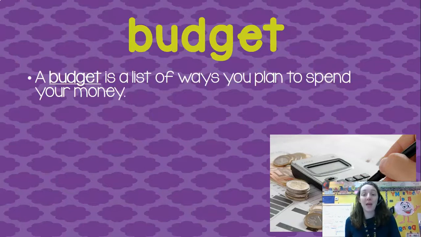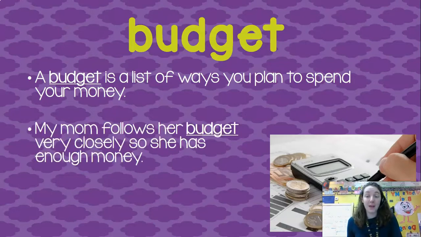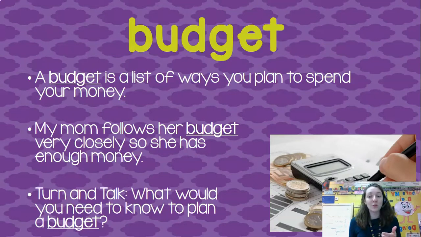All right, the next word is budget. A budget is a list of ways you plan to spend your money. My mom follows her budget very closely so she has enough money. So what I want you to think about is, what would you need to know to plan a budget? What might you need to think about? What kind of things are you spending money on? How much money are you spending on those? So a budget is a list of ways you're going to spend your money.